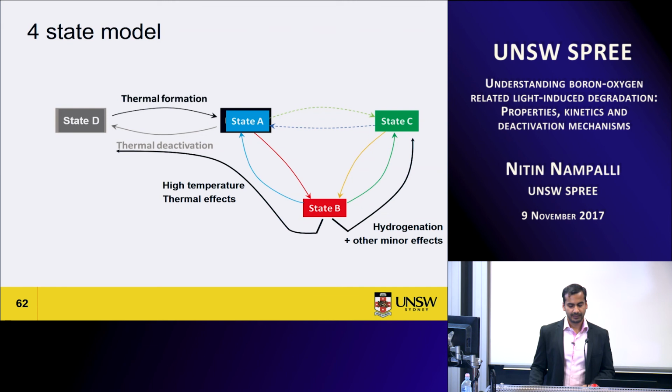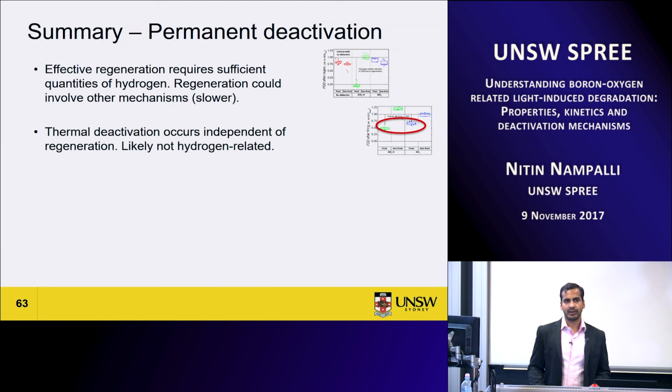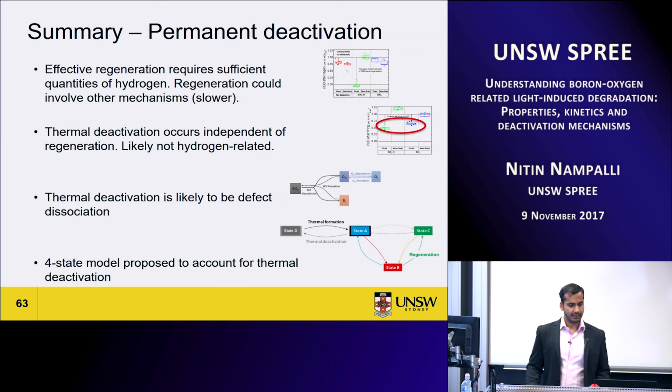So in summary, I've shown you that regeneration requires sufficient quantities of hydrogen, but it could involve other mechanisms. However, thermal deactivation is not related to hydrogen and is independent of the type of sample. And it's likely that thermal deactivation is actually defect dissociation. And I've also combined these two mechanisms and proposed a four-state model for the boron-oxygen defect.